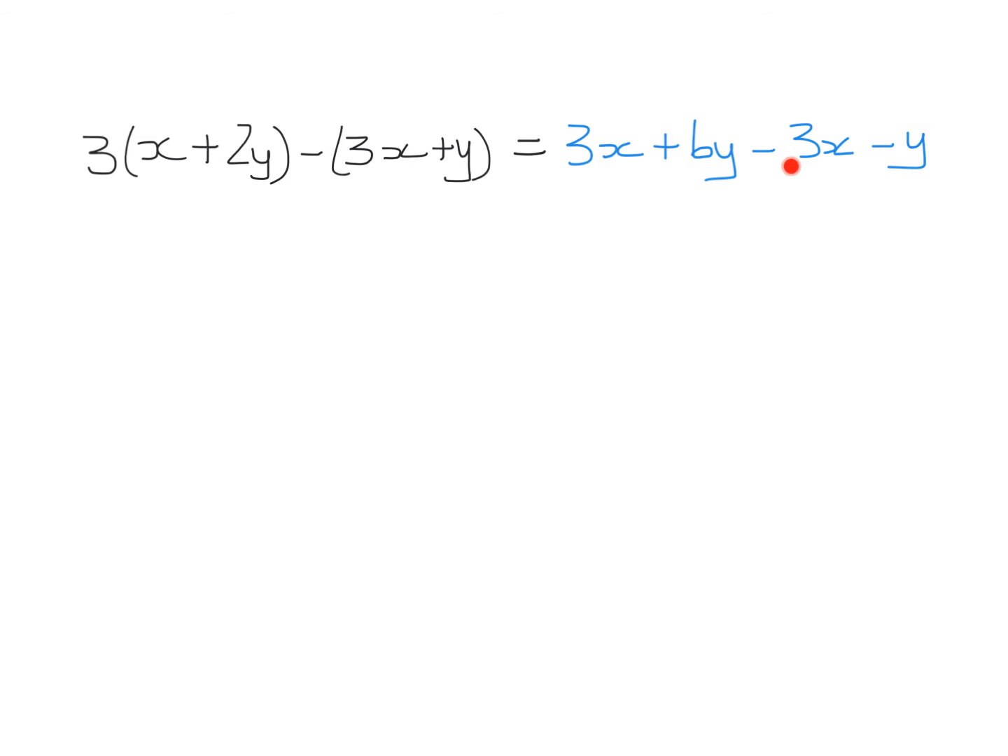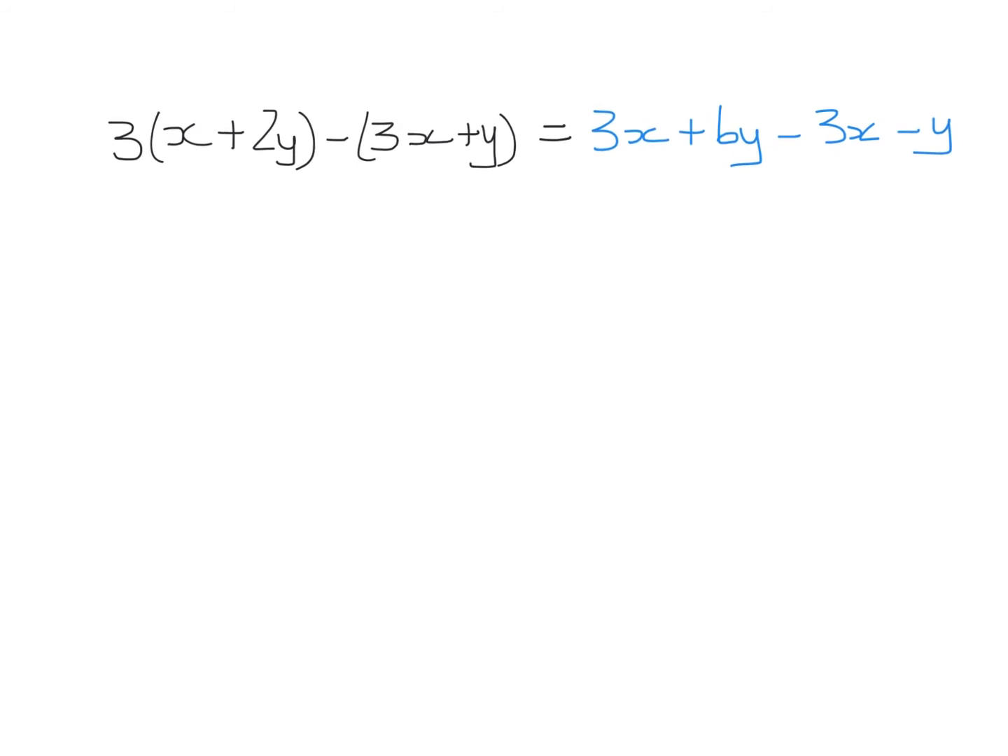You may be asking, how did I get this? Well, this is negative 1. Negative 1 multiplied by positive 3x is going to be a negative, so negative 3x. Negative 1 multiplied by a positive y is going to give me a negative y.